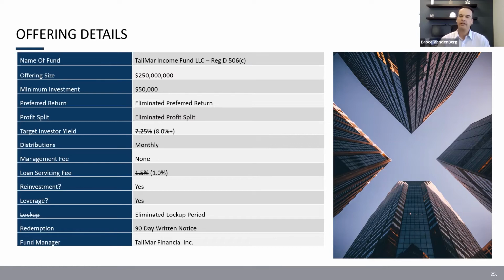I want to go over quickly the offering that we offer with TaliMar Financial. We have a Reg D 506(c) mortgage fund by the name of TaliMar Income Fund. The offering size is roughly $250 million with a minimum investment of $50,000. Right now, the outstanding assets under management in the fund are a little over $22 million.